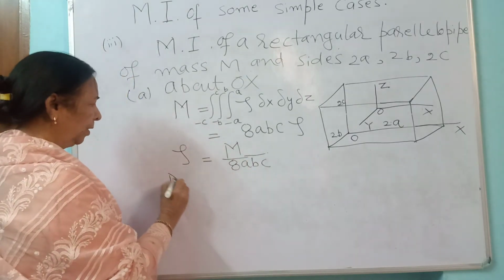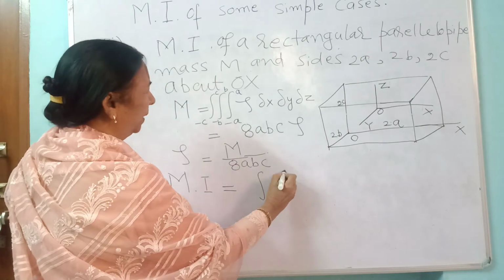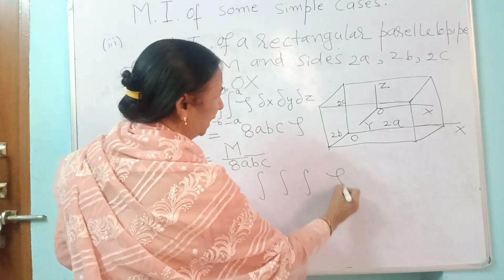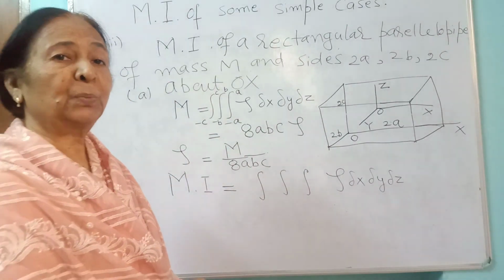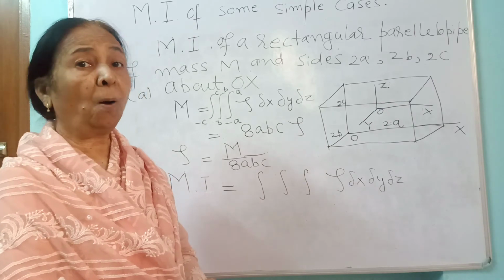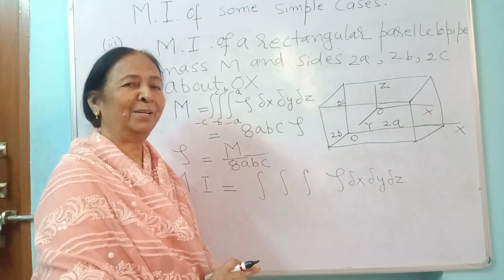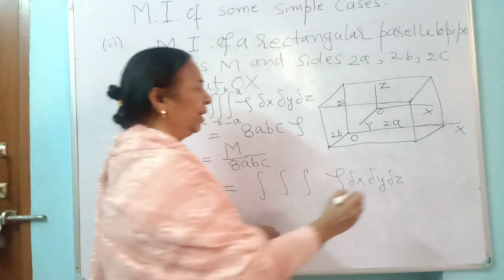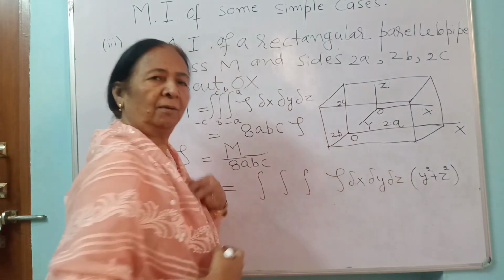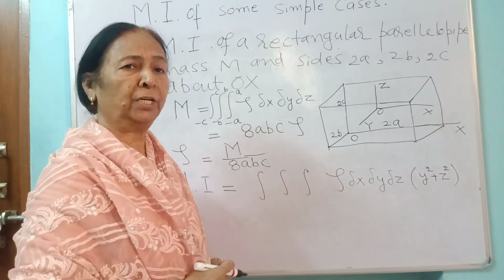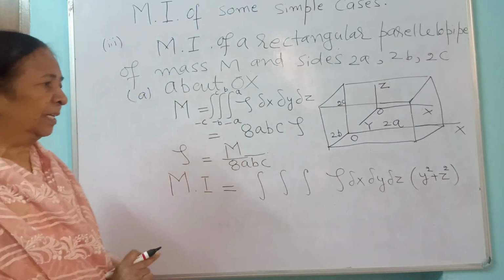Now, moment of inertia. Moment of inertia will be again a triple integral. Mass is the same, rho delta x, delta y, delta z. Now, its perpendicular distance square from the x-axis, you know what it will be? Very simple. Under root of y square plus z square. So it will be y square plus z square. The under root will be removed because we know the moment of inertia is mass into perpendicular distance square. I hope this is clear.